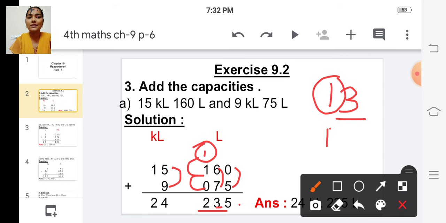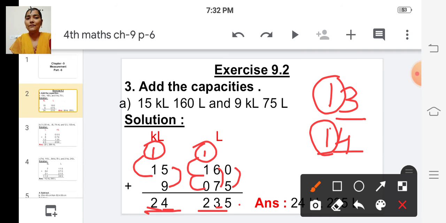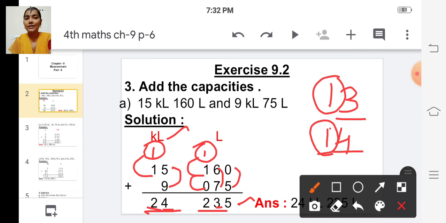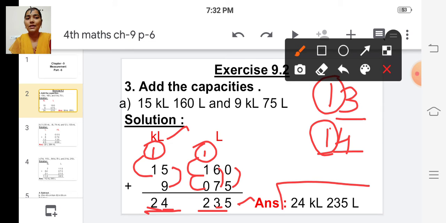5 plus 9 is 14. 14 is a 2-digit number, so write 4 in the answer and carry over this 1 to the next place. Now add 1 plus 1 is 2. So the answer is 24 kiloliter and 235 liter. This is the answer: 24 kiloliter and 235 liter.